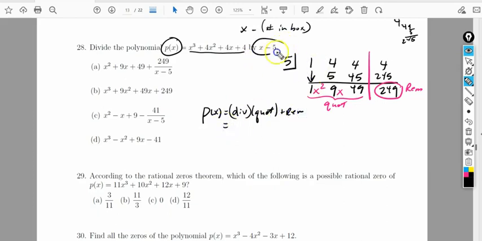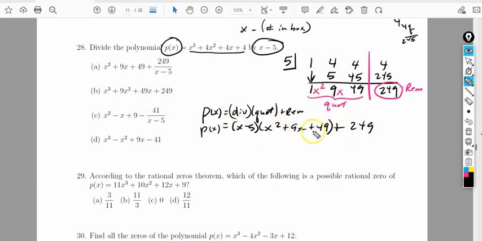The divisor is what you divided by, or x minus the number in the box, times the quotient. So 1 times x squared plus 9x plus 49 plus the remainder. Now, none of these look like this. This is not correct. It's x minus 5 times x squared plus 9x plus 49. None of these look like this.